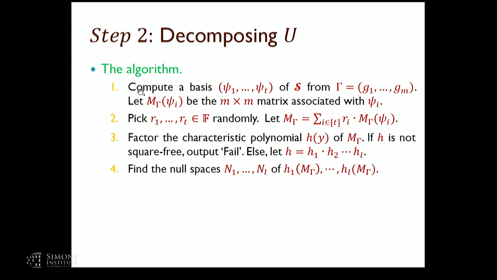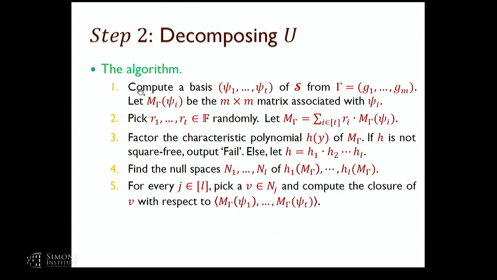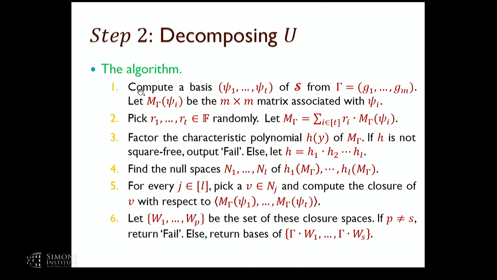And now you compute null spaces of these factors evaluated at the random operator. Provided it's not clear what these null spaces are supposed to give, pick vectors from these null spaces. Any one of them, from each of these null spaces, and compute the closure of these vectors with respect to your original space S of operators. Right, and that's it. That's the algorithm. And these closures are supposed to be our UIs. So that's the claim.